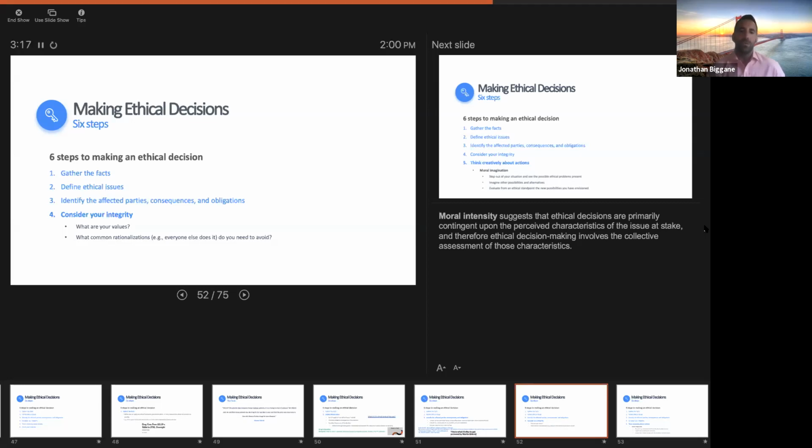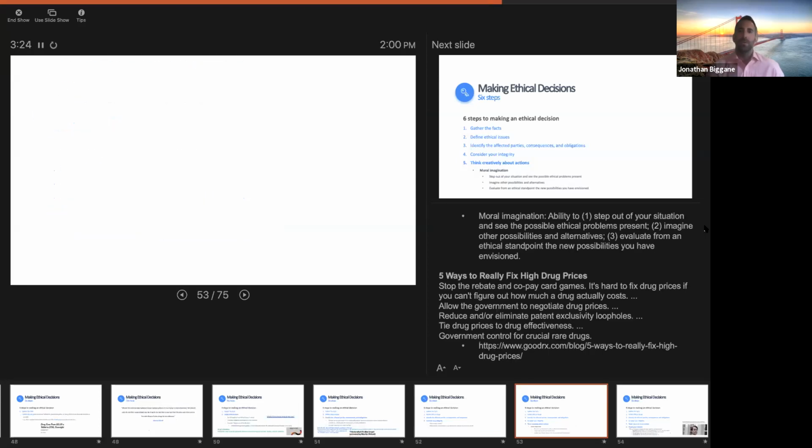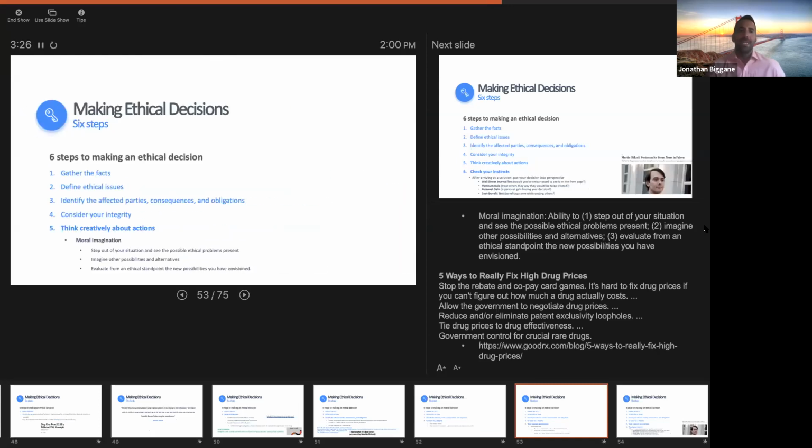But on the other hand, how do we incentivize people to develop those drugs and to work in hospitals and so forth? So we need to think creatively about our actions moving forward. So what's a way to resolve this issue that drugs are oftentimes too expensive? You've got people who are taking advantage of the situation by buying life-critical drugs and raising the price thousands of percentage points. So we need to step out of our situation and see possible ethical problems present.